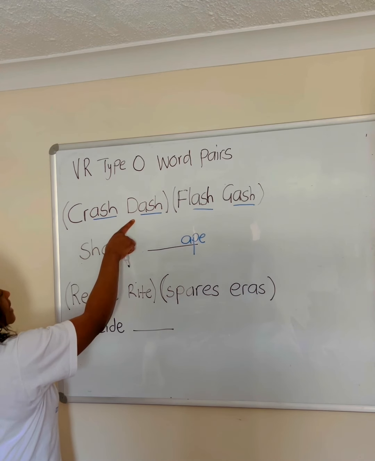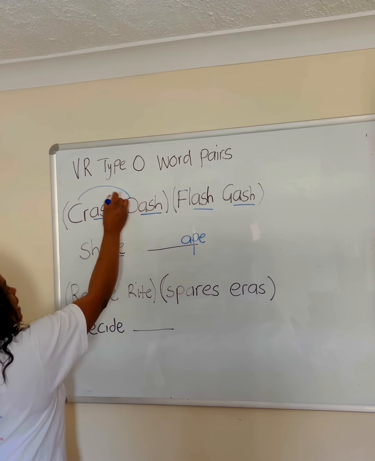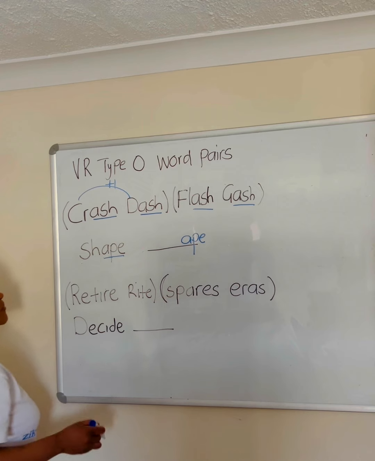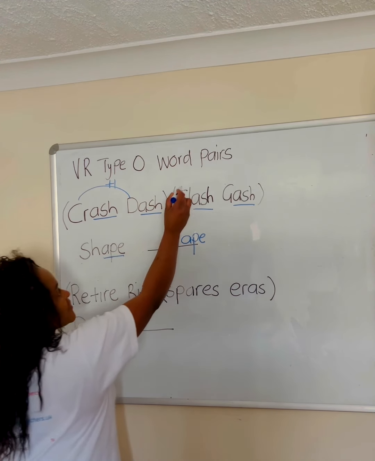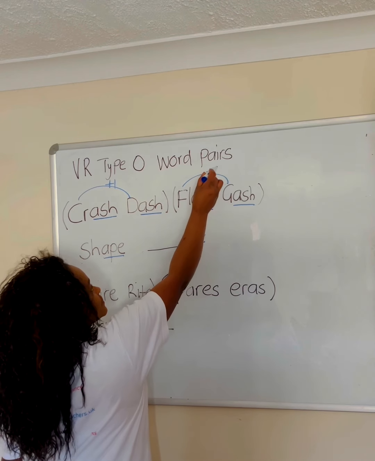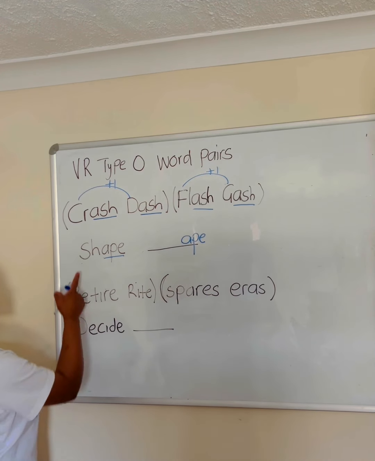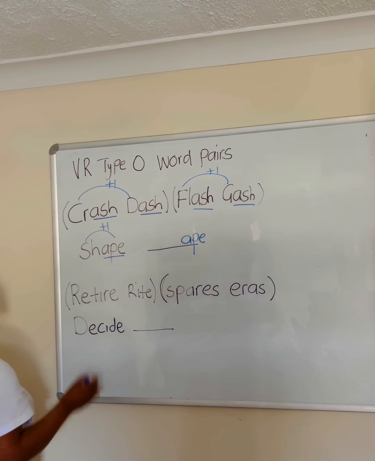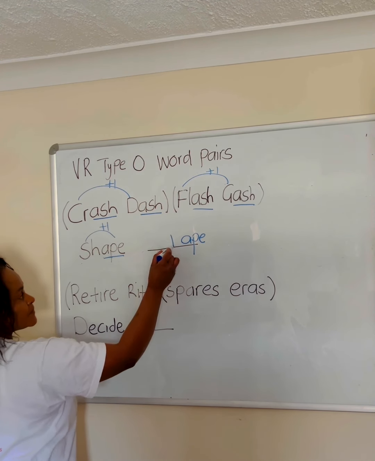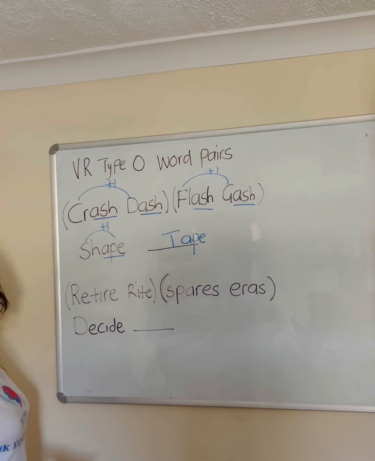I have got a C and a D. If I add 1 letter from the alphabet to C, that will be D. So let's see if that works there. +1. Yes, F to G. So which means I'm adding +1 on S as well. So that will give me a T. So my word will be tape.